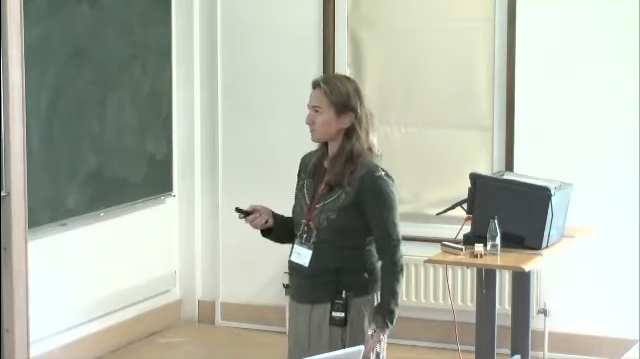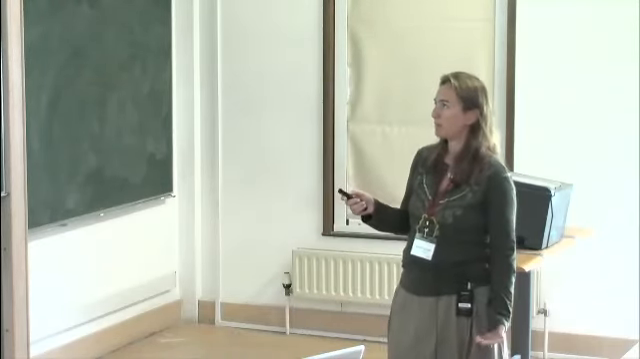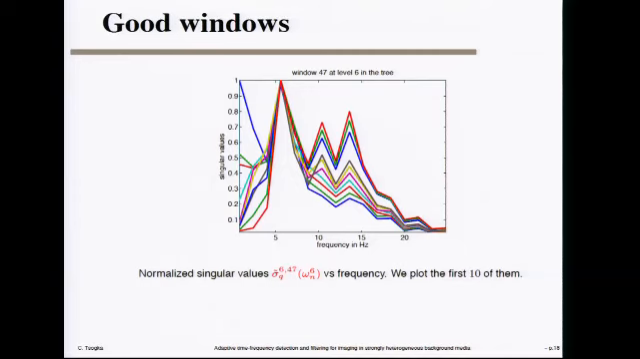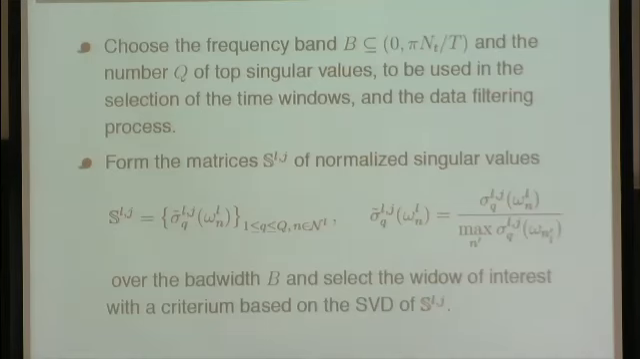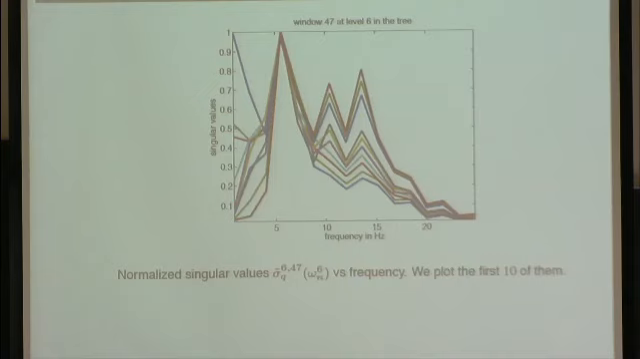We said, okay, so choose a frequency band of interest. Obviously, for us, the frequency band of interest is this lower part of the spectrum, and a number of singular values to work with. So here I will work with these first 10 singular values. And then we looked at normalized singular values. So basically, I will form a matrix that contains what you see on this picture. Each column of the matrix is one of these lines, okay?